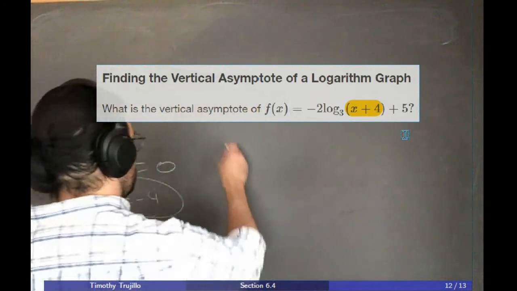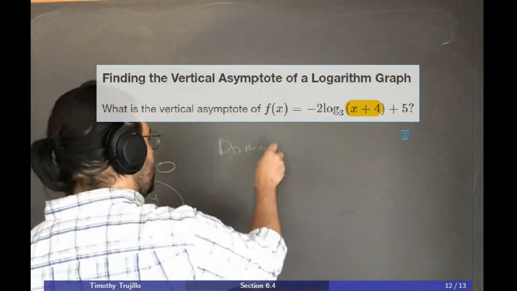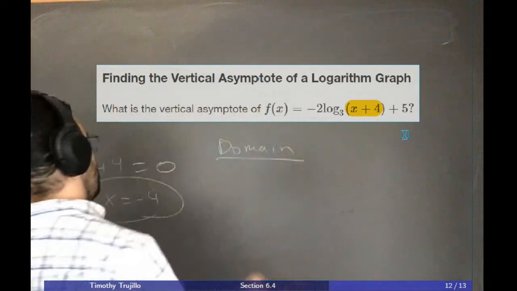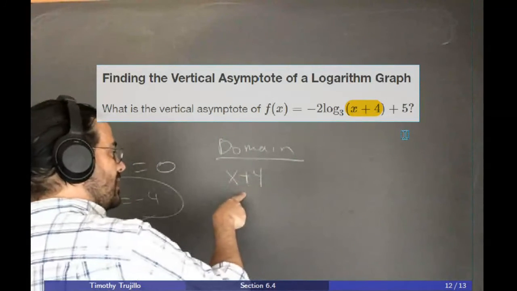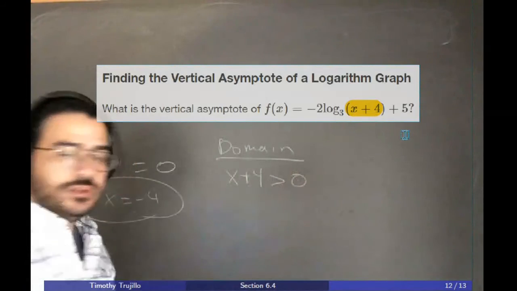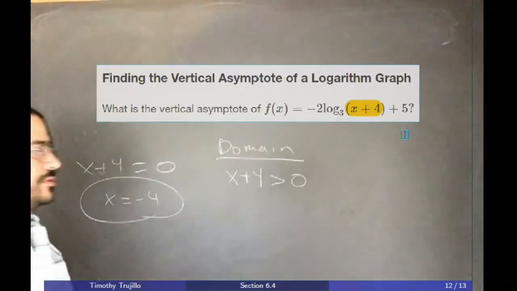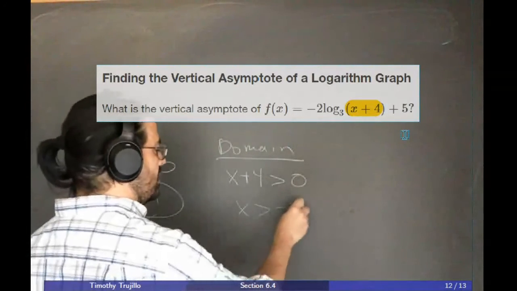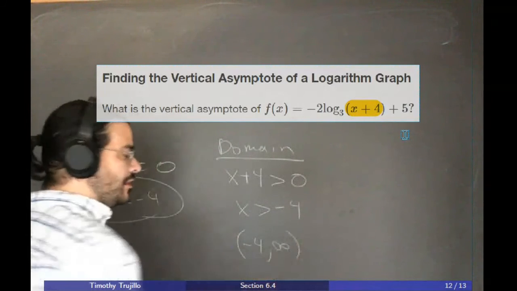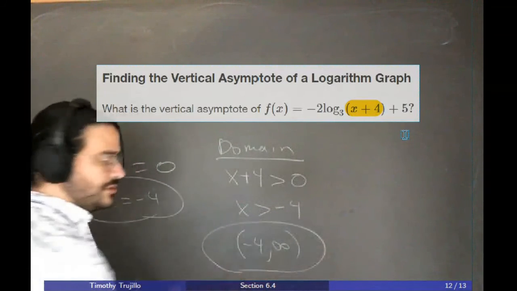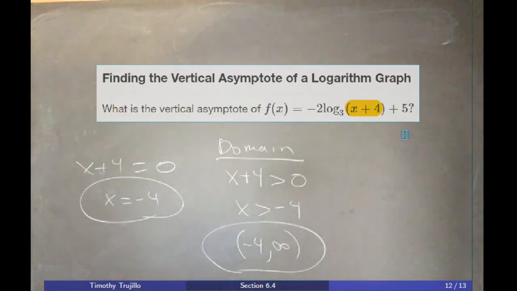But notice we could also do the domain. So the domain here is a little more subtle. You have to have an inequality. Here we would say x plus 4, the input into that logarithm, has to be bigger than 0. And then we would go through and solve that. So we get x is bigger than negative 4. And then we could write that as the following interval, right? So they're not asking us for the domain in this case, but I'm just writing it out. It's going to be from negative 4 to infinity.